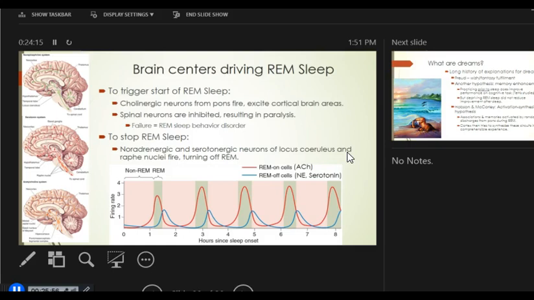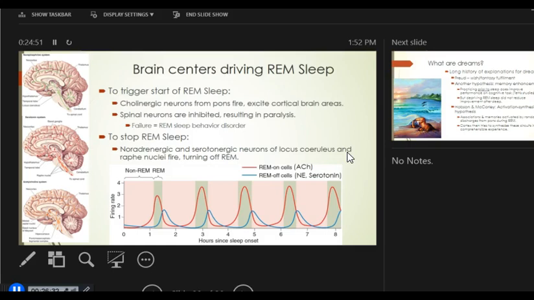To stop REM sleep, we start to fire noradrenergic, so these are norepinephrine neurons, and serotonergic, so these are serotonin generating and releasing neurons. From the locus coeruleus and the raphe nuclei, respectively, these start to fire and these turn off REM sleep. So sometimes acetylcholine generating neurons are referred to as REM on cells, whereas the REM off cells are the norepinephrine and serotonin ones.